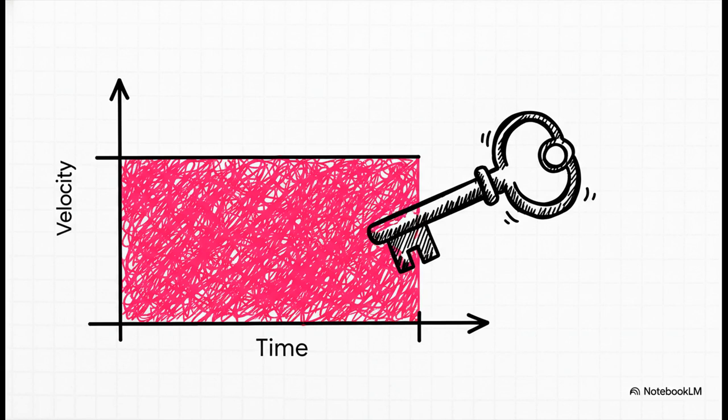Now take a look at the shape that's formed between our velocity line and the axes. It's a perfect rectangle, right? Well, that is no coincidence. The geometry of this very simple shape is about to unlock a massive physics concept. So let me ask you, what do you think the area of that rectangle represents?